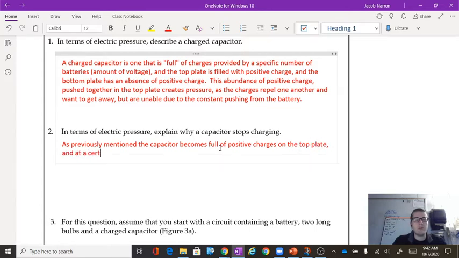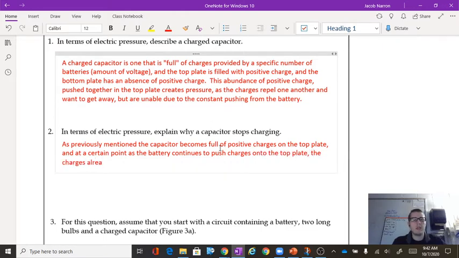And at a certain point, as the battery continues to push charges through, or how about this, push charges onto the top plate, the charges already on the top plate repel additional charge. So basically what you have to think of is at a certain point, there's so much charge, there's so much pressure that gets built up on the top plate that the battery can't push any additional on there. The battery's not strong enough, okay? And so that's really what we're talking about here.